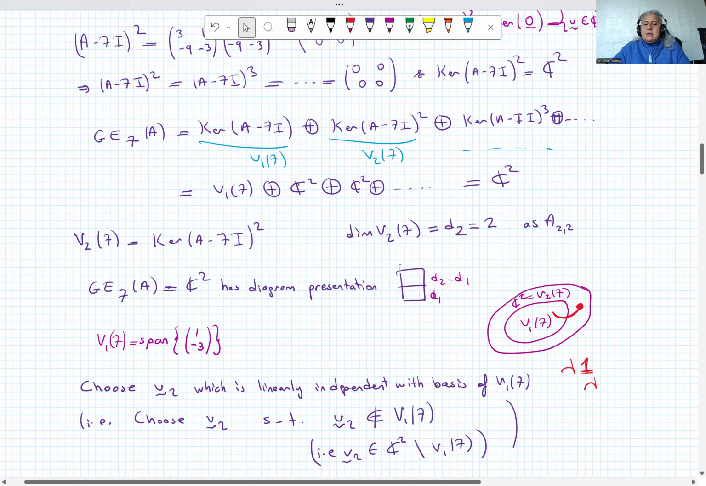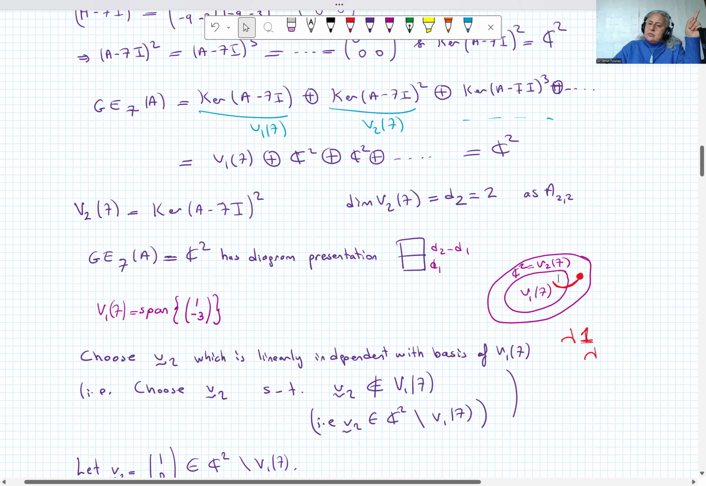Okay, now the tutorial tells us that if you get a point here, a vector here in C2, so this is the kernel for k equal to 1, this is the kernel for k equal to 2. And we choose a vector in this here, but not here, then we will be able to apply the A minus 7I operation and we will be able to find another vector inside here. This is how it works.